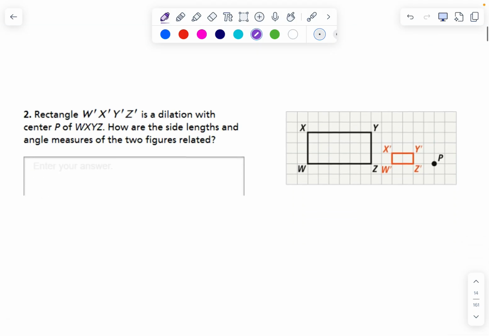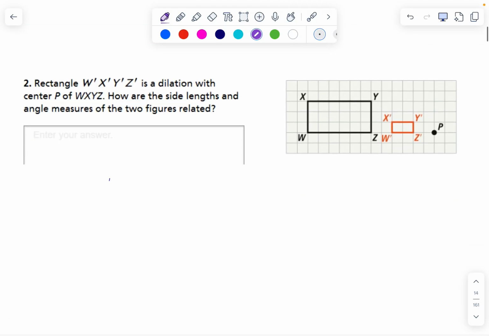All right, let's try one of these. So what is the scale factor? That's what I'm asking. Don't shout this out. Just let me know when you can.